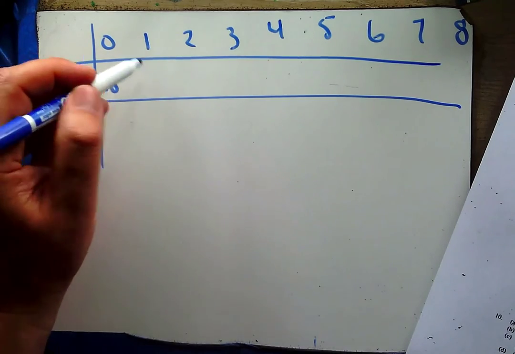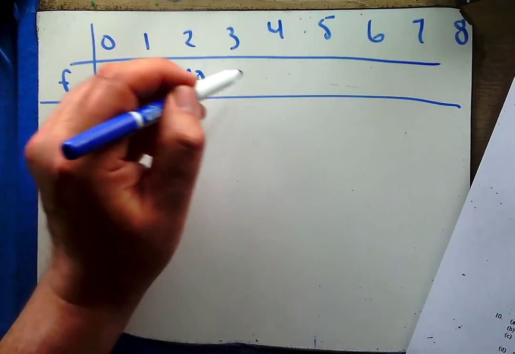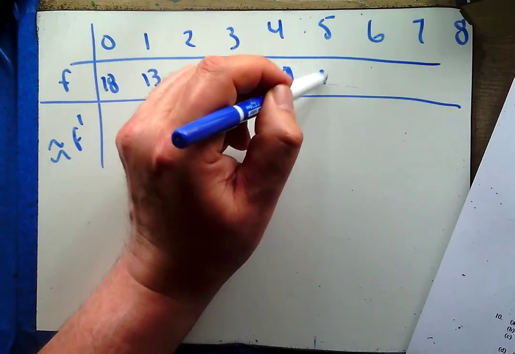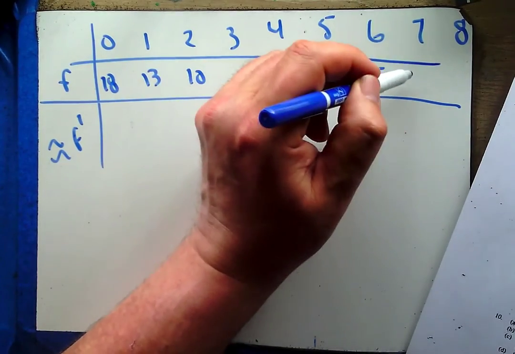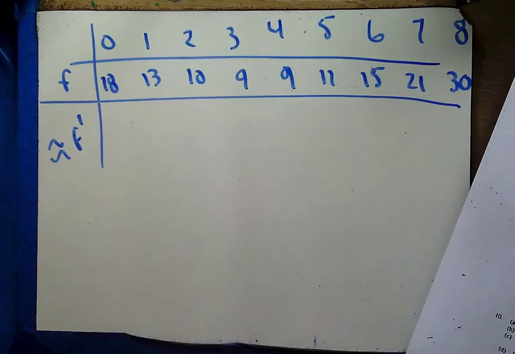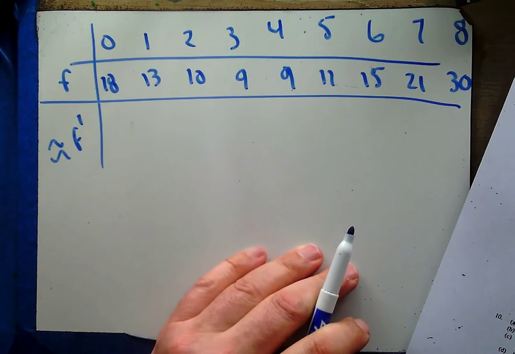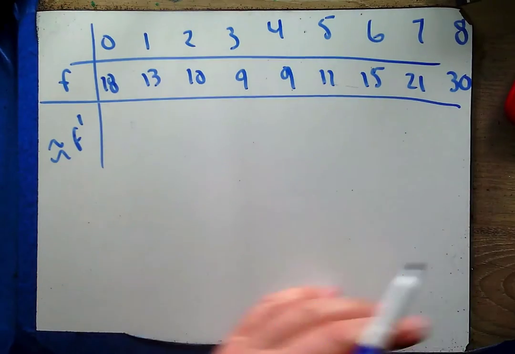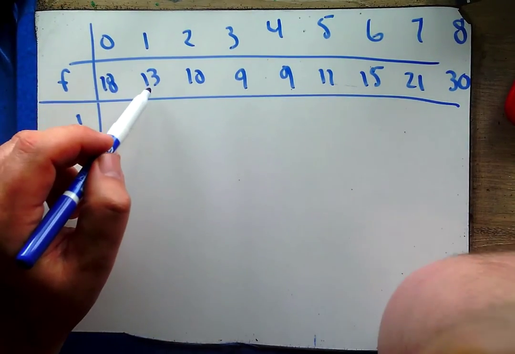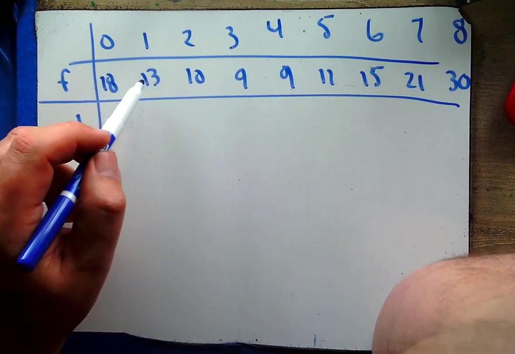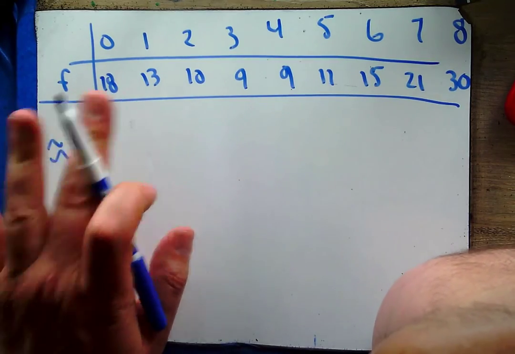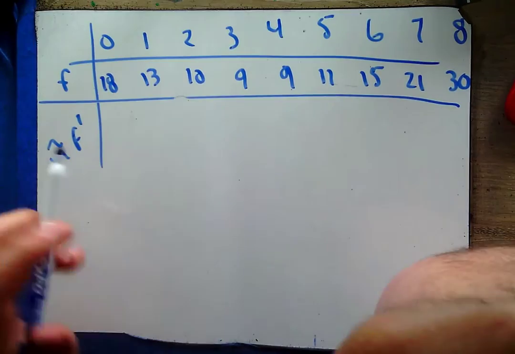Okay, 18, 13, 10, 9, 9, 11, 15, 21, 30. Okay, so they ask us to approximate the value of the derivative at each x. So I actually want to take a look at 1. Because when I look at 1, I see, well, I could do something over here. I could do something over here.